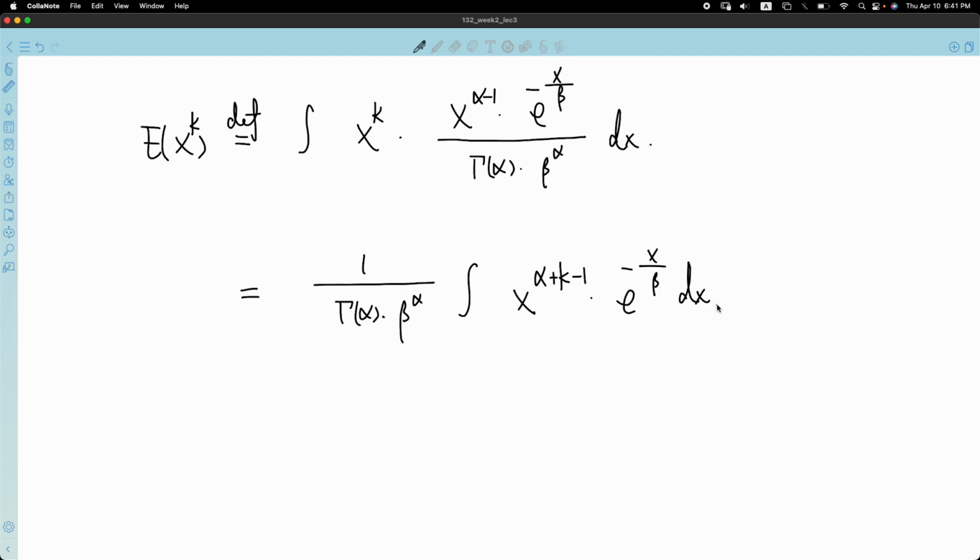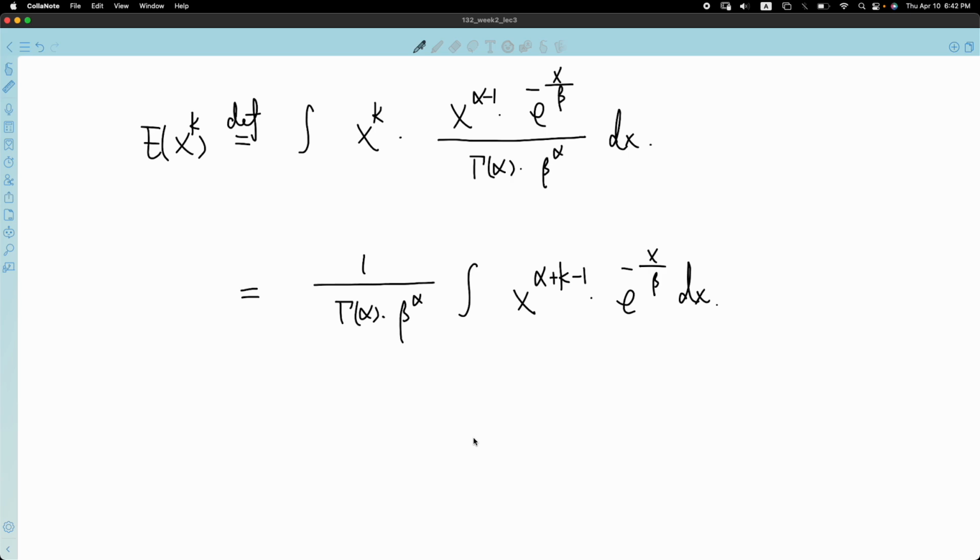Just to reiterate, we are trying to evaluate the kth moment, or the expectation of x raised to the power of k. We use the definition of the expectation, which is the right hand side, and we have this term here. Then we have the constant term, which we move outside the integral, and we group the things remaining inside the integral as the following.